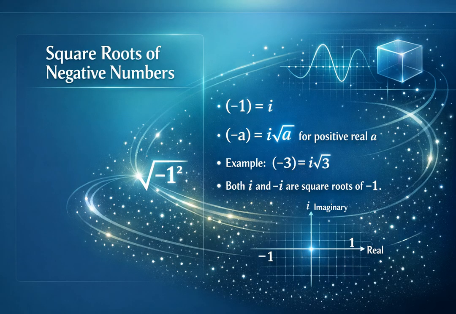We can now take square roots of negative numbers. The square root of -1 is i. More generally, the square root of -a, where a is positive, equals i times the square root of a. For example, the square root of -3 equals i times root 3. Both i and -i are square roots of -1.